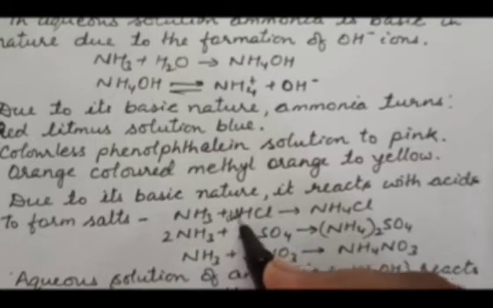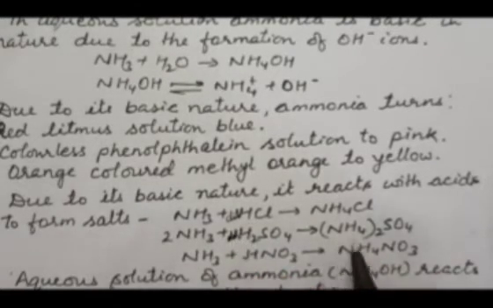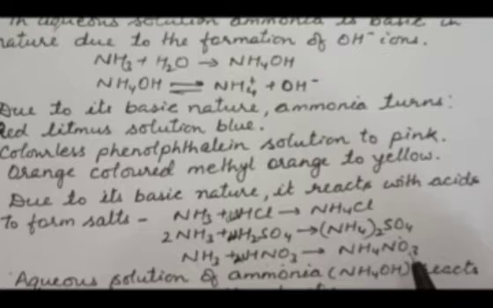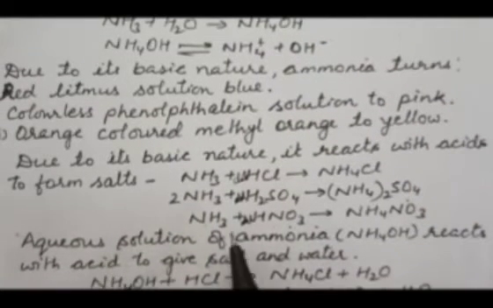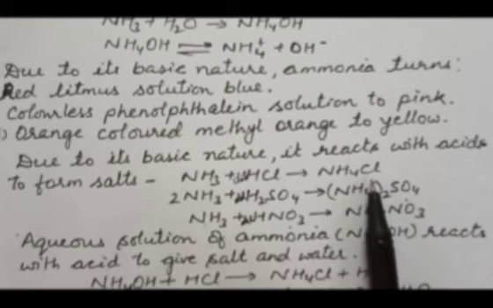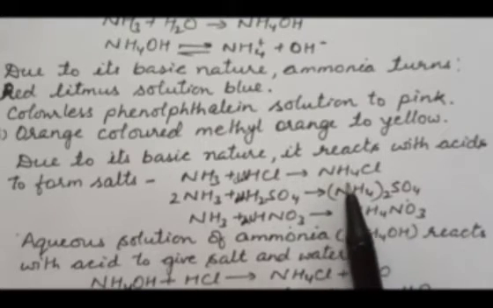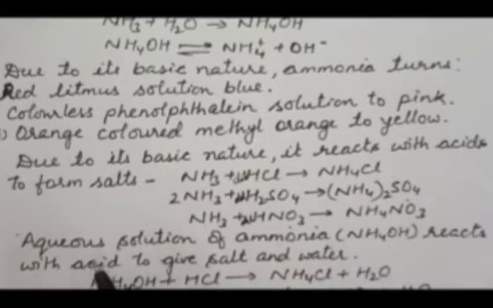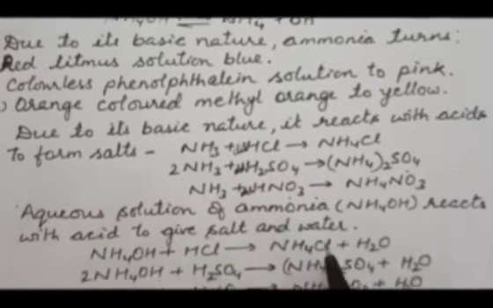In the same way when ammonia reacts with dilute sulfuric acid, it gives ammonium sulfate, and when ammonia reacts with dilute nitric acid, it gives ammonium nitrate. Now next is the aqueous solution of ammonia. When ammonia reacts with these dilute acids, it gives only the respective salts. But the aqueous solution of ammonia, that is NH4OH, reacts with acid and gives salt and water.